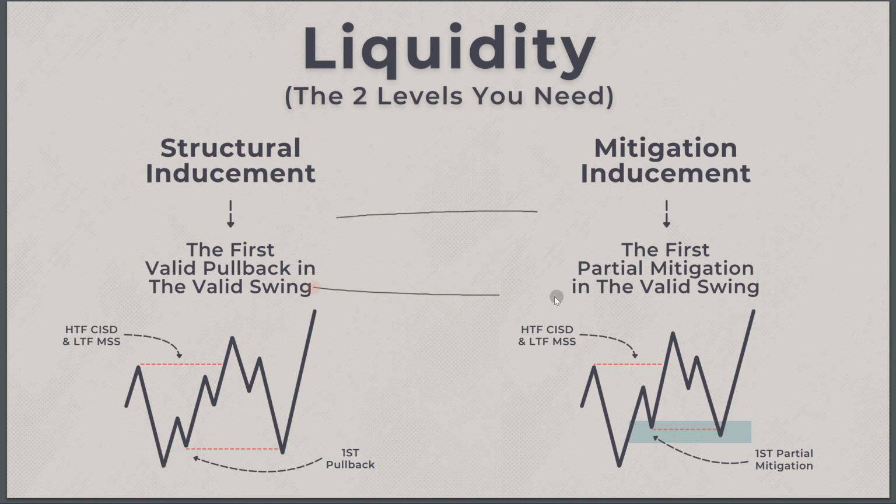What does that mean? We got a fair value gap this big, the mitigation is this small. I know that price will go lower again to fill the other part of the fair value gap. So mitigation inducement is what? The first partial mitigation in the valid swing.